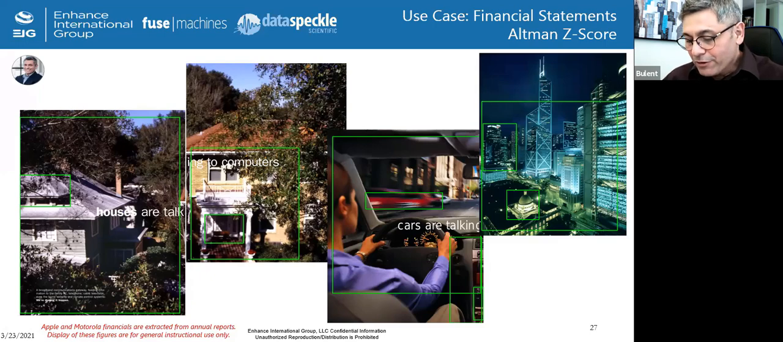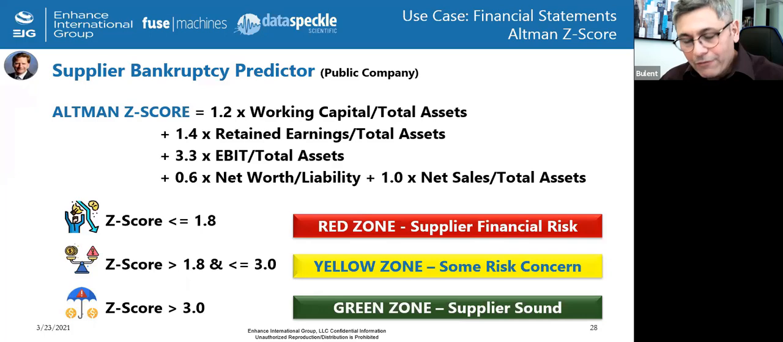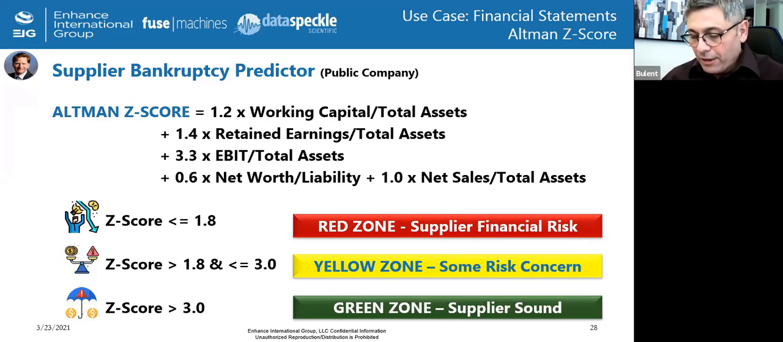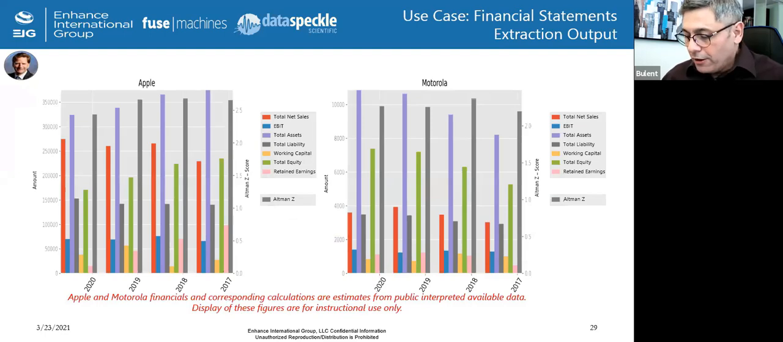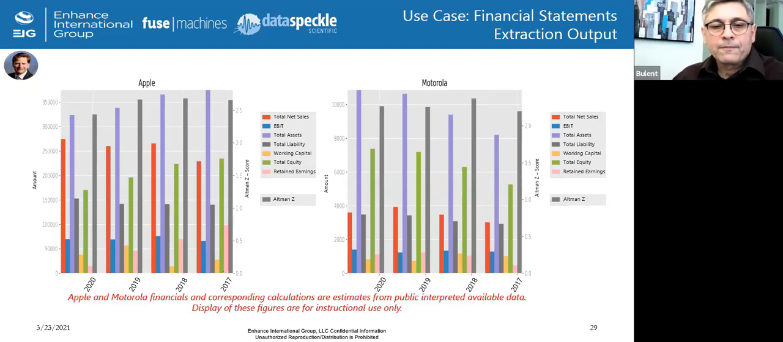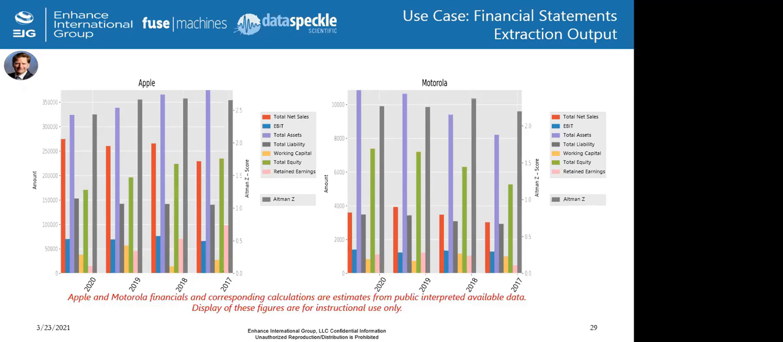And in the next slide, we are going to show how we have used that extracted information to calculate the Altman Z score. Again, this is just an approximation. Jim, maybe you would like to comment on that. Yeah, so through Bulant's great work, he was able to extract the data for the last 4 years for Motorola and Apple, and calculate the Altman Z. Please do not read too much into the calculation for these companies, but this is our interpretation.